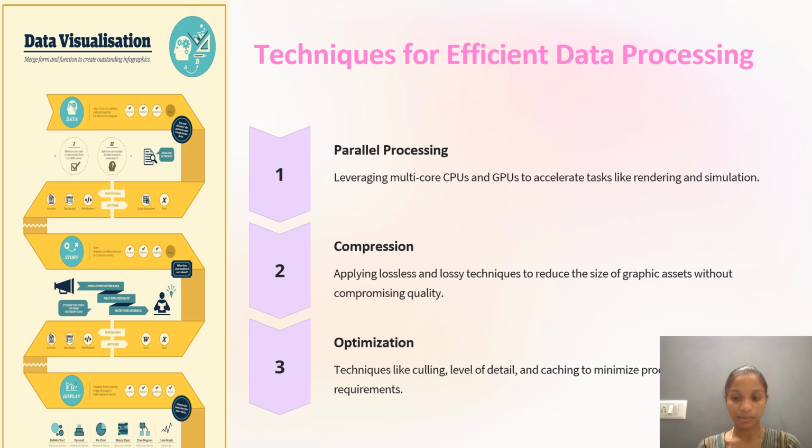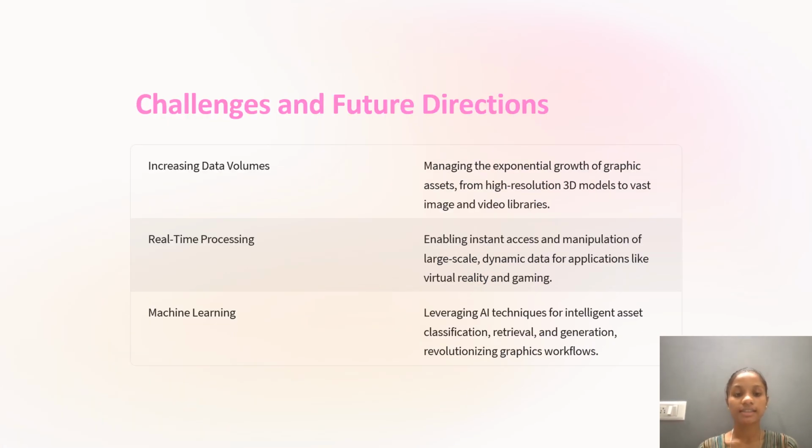The last is optimization. Techniques like culling, level of detail, and caching are used to minimize the processing requirements. Then, as the last step, we have to optimize the data. If we have obtained small data, we have to optimize it to get a proper output. Now, let us discuss the challenges and future directions. So, increasing data volumes, and next is real-time processing, and the last is machine learning.